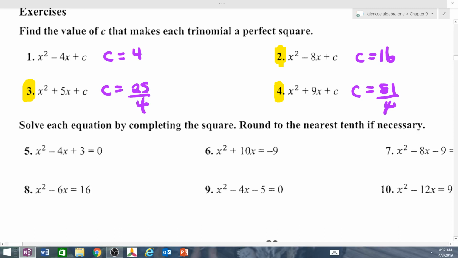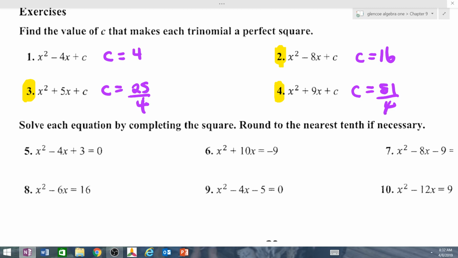All right, you guys have the answers? Yes? Anybody need more time? Okay, answer to number 2. Avery, what'd you get? X squared minus 8x plus 16. Good, I just need the value of C. So C equals 16. Perfect.